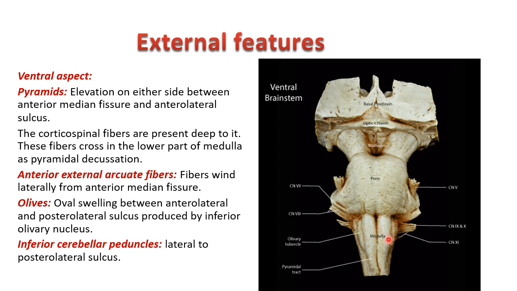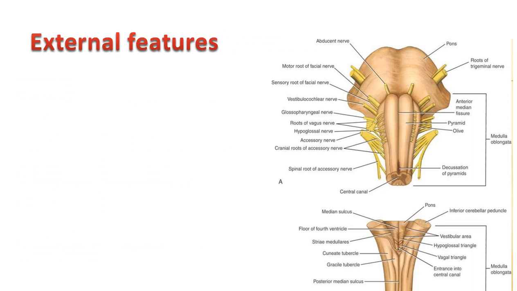Then the anterior lateral sulcus. Lateral to the sulcus, what you see are the olives. These elevations are actually called the olives. And more laterally, you are able to see the inferior cerebellar peduncles. From the posterolateral sulcus, you are able to see cranial nerves 9, 10 and 11 emerging. Here, between the pyramids and olives, the 12th nerve will emerge, the rootlets of the hypoglossal nerve.